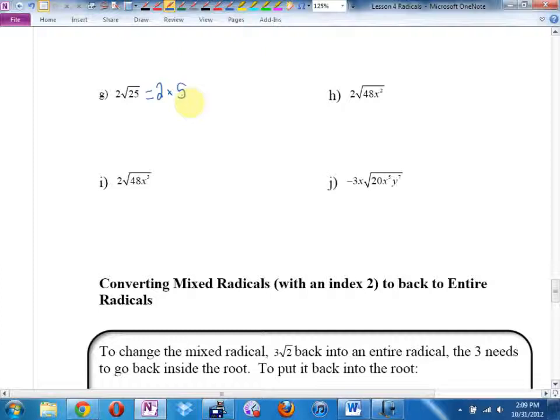Amber, what's the answer? 2 times 5. Yeah. Right? 2 times 5 is 10.